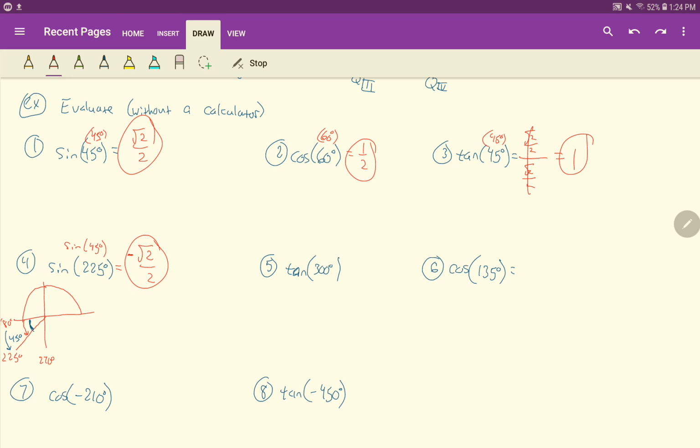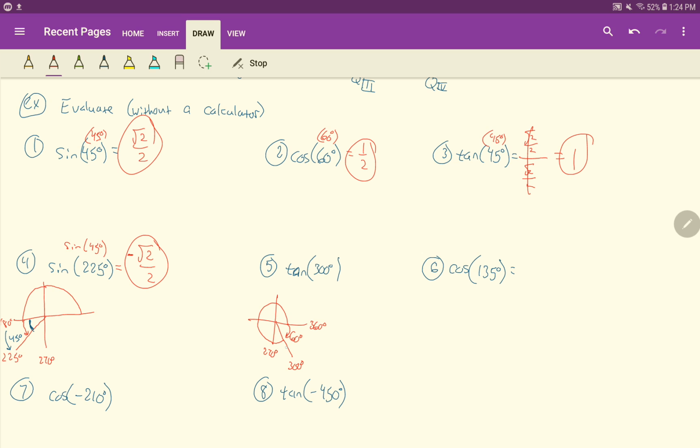So let's try tangent of 300. Again, we'll just draw a little picture here. So again, 90, 180, 270. We need to get to 300 though. If I go the full way around, that's 360. So 300 is somewhere in here, if that's 270 and that's 360. So if we go back 60 degrees, our reference angle is 60 degrees.